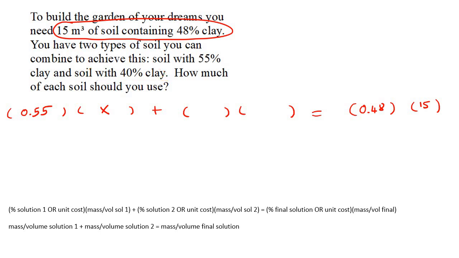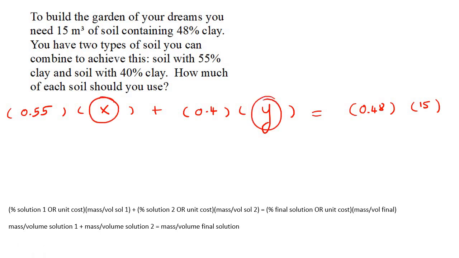Then we've got this 40% clay. So we've got 2 types of soil. We've got a 55% soil and a 40% soil. So this would be a 40% soil, but we don't know how much. We can't say X because then you're saying that these 2 are the same mass, but they may not be. So we'll say Y. Now who can see what the problem is here? Hope you can see it. We have 2 unknowns. How can we solve?